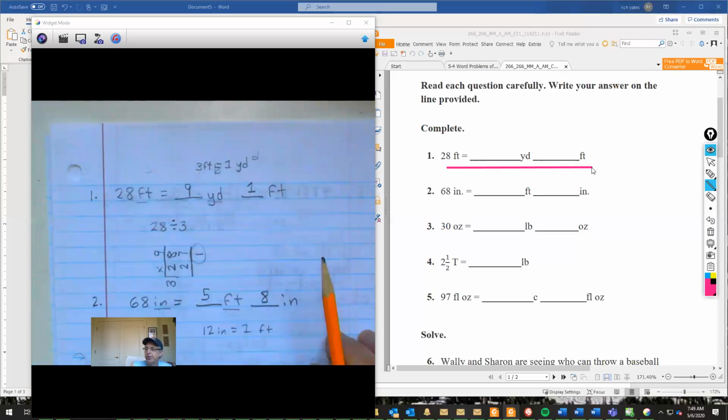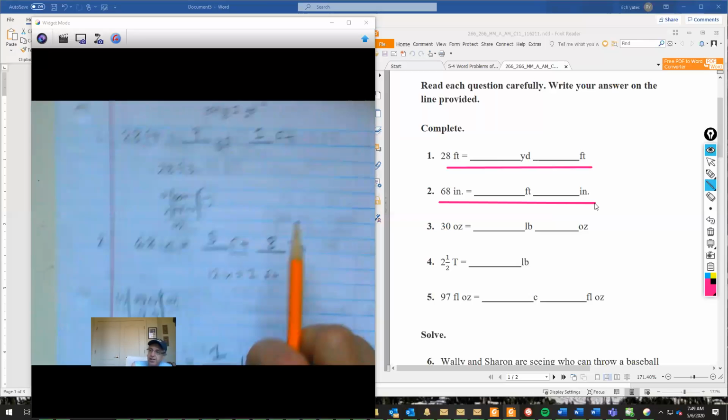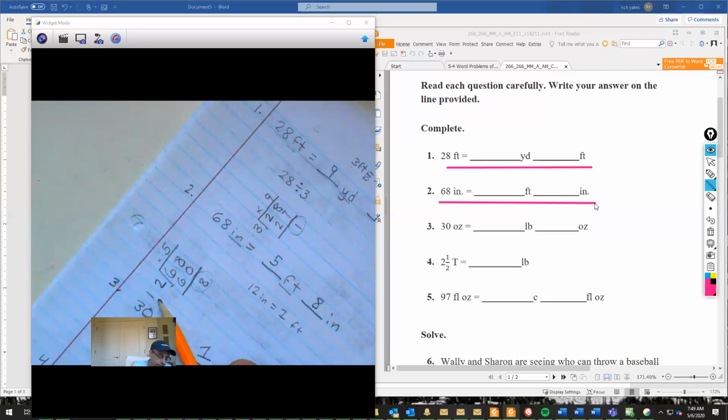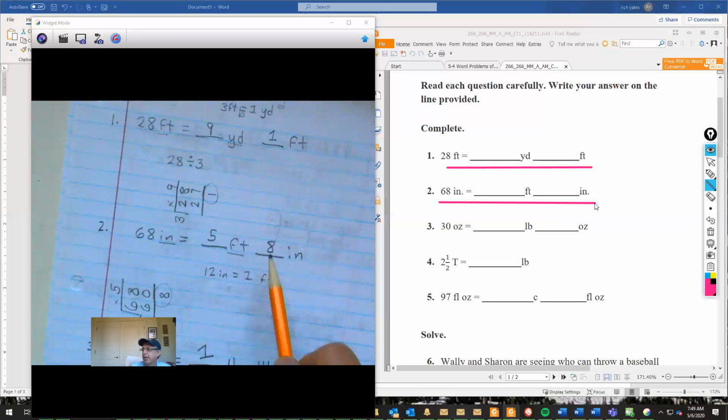For number two, it was 68 inches equals feet and inches, which again means that there's going to be a remainder. It looks like I'm going to be dividing 68 by the number of inches in 1 foot, which is 12. I end up with 5 feet, remainder of 8. So that becomes 5 feet, 8 inches.